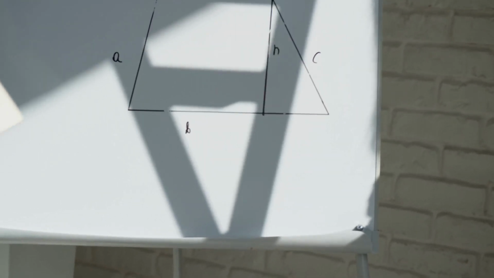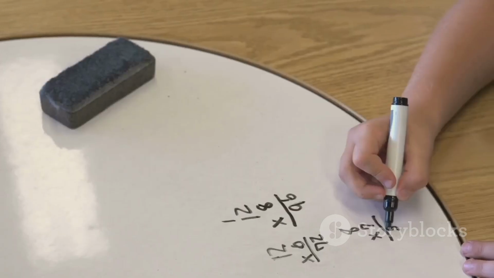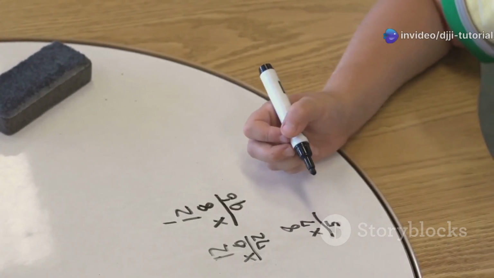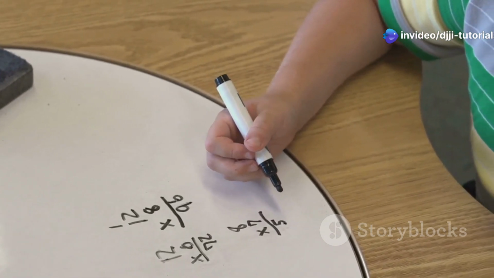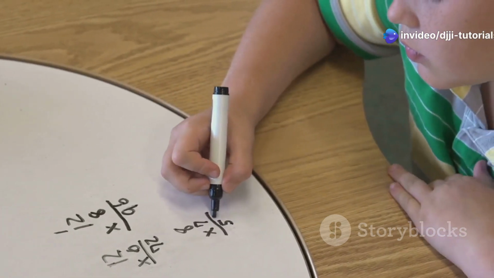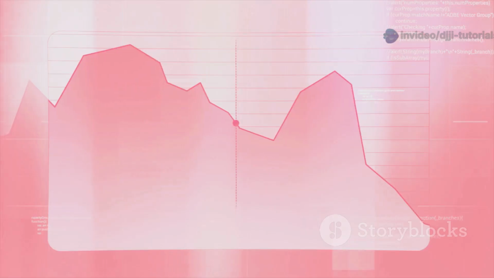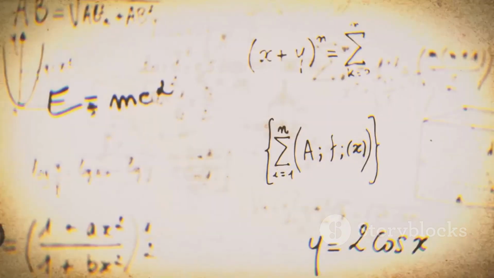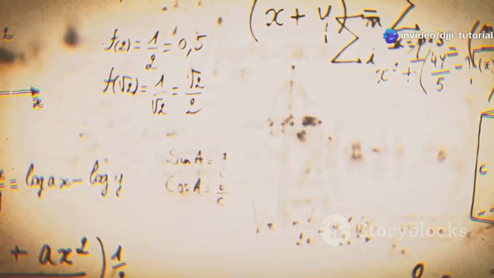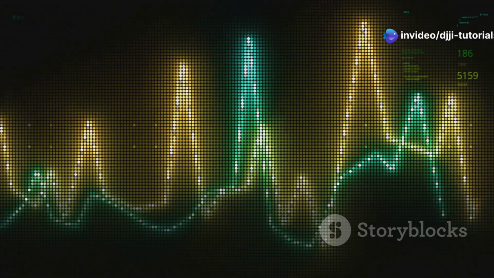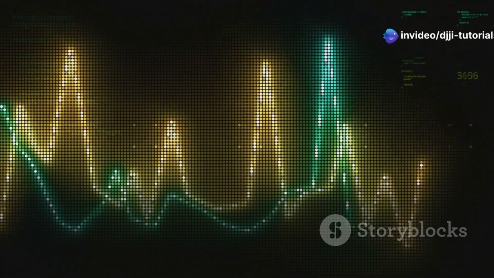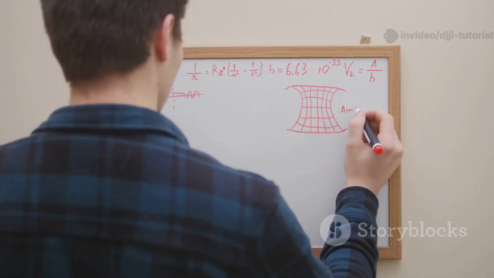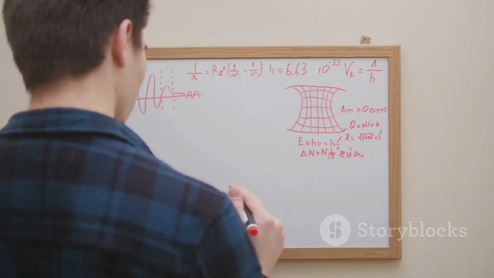3. Find the vertex. The x-coordinate of the vertex is the same as the axis of symmetry. To find the y-coordinate, substitute the x-coordinate of the vertex back into the original quadratic function. 4. Find the y-intercept. The y-intercept is the point where the parabola crosses the y-axis. It can be found by setting x equals 0 in the function. 5. Find the x-intercepts. The x-intercepts are the points where the parabola crosses the x-axis. Set the quadratic function equal to 0 and solve for x.